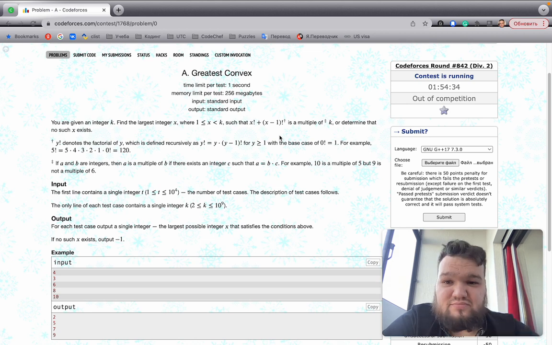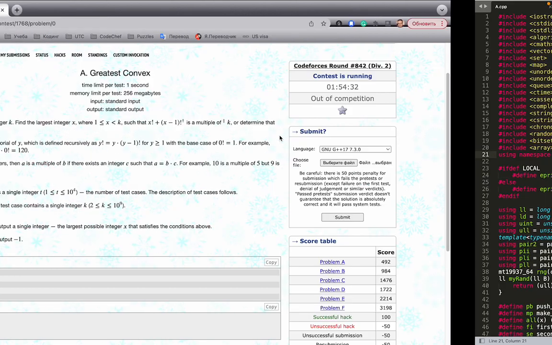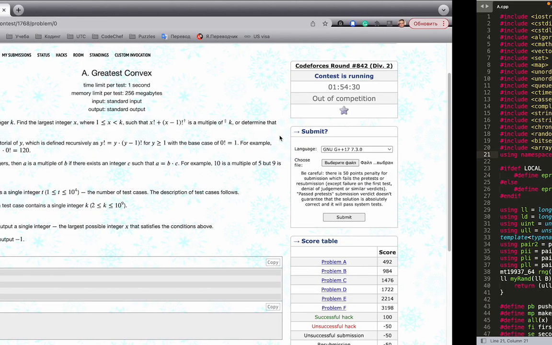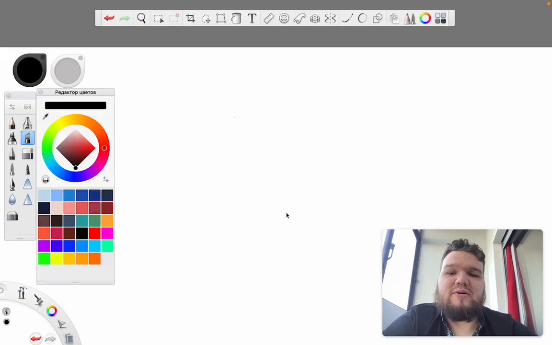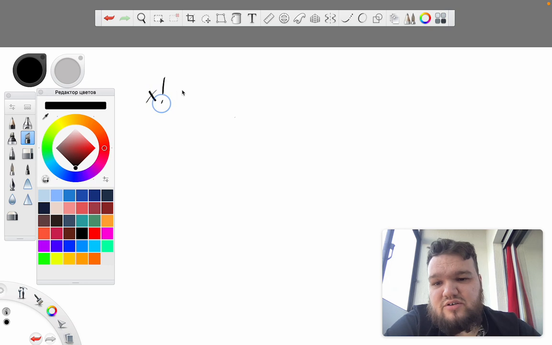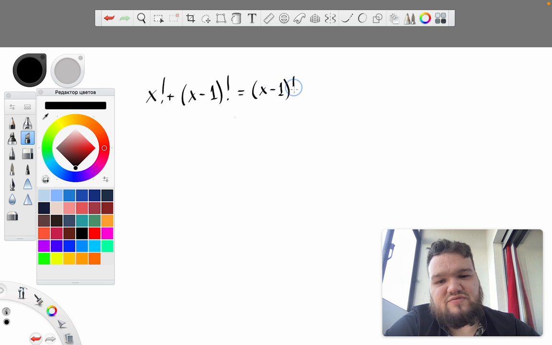Well, okay. I will need to swap those. Okay, I don't know how to solve that right off the bat. So let's just look at this expression. X factorial is x minus 1 factorial times x. So we can rewrite it as x minus 1 factorial multiplied by x plus 1.